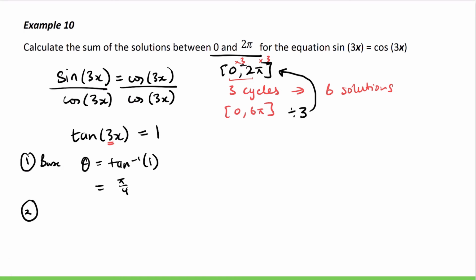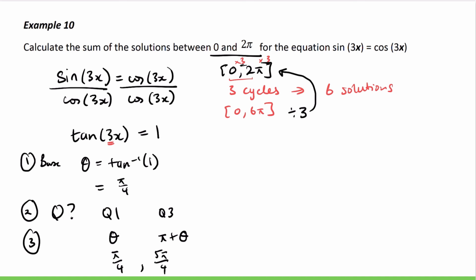The next one is, that 1 is positive. So which quadrants am I in? Well, tan is positive in quadrants 1 and 3. Then what are the formulas for that? Quadrant 1 is just theta, and quadrant 3 is pi plus theta. So what I can do is sub in pi on 4 now. That'll be pi on 4, and then pi plus pi on 4 is 4 pi on 4 plus pi on 4. That will be 5 pi on 4. So those will be my two angles.